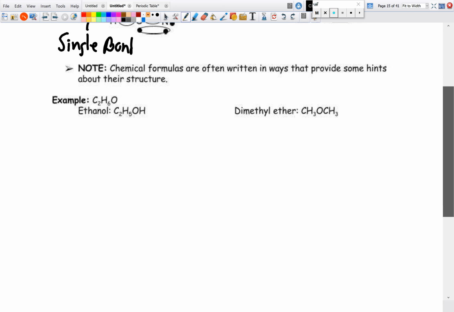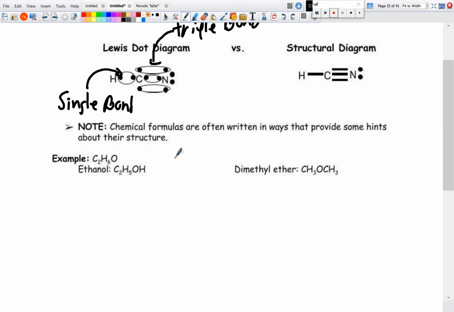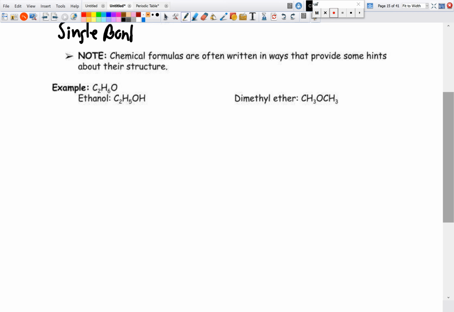Now, sometimes as well with bigger molecules that we're going to get into, chemical formulas are often written in ways that provide some hints about their structure. So we've got C2H6O. If we followed our rules, we know carbon has a bonding capacity of 1, 2, 3, 4. Hydrogen has a bonding capacity of 1. Oxygen has a bonding capacity of 2. So we know that carbon should be my central atom. And for the most part, you want to place it there.